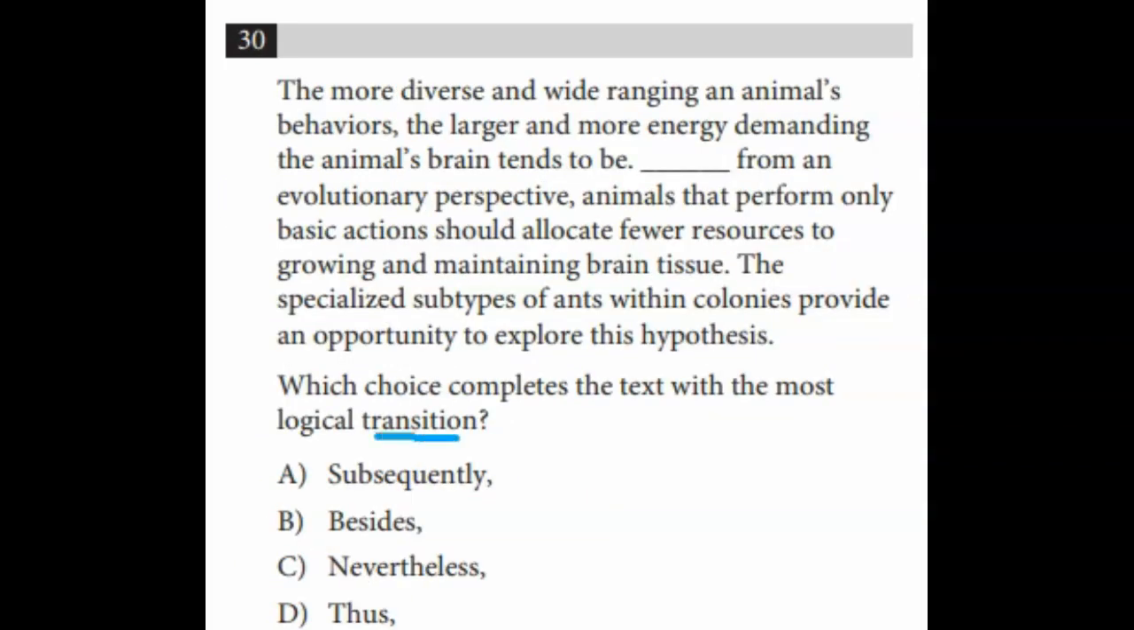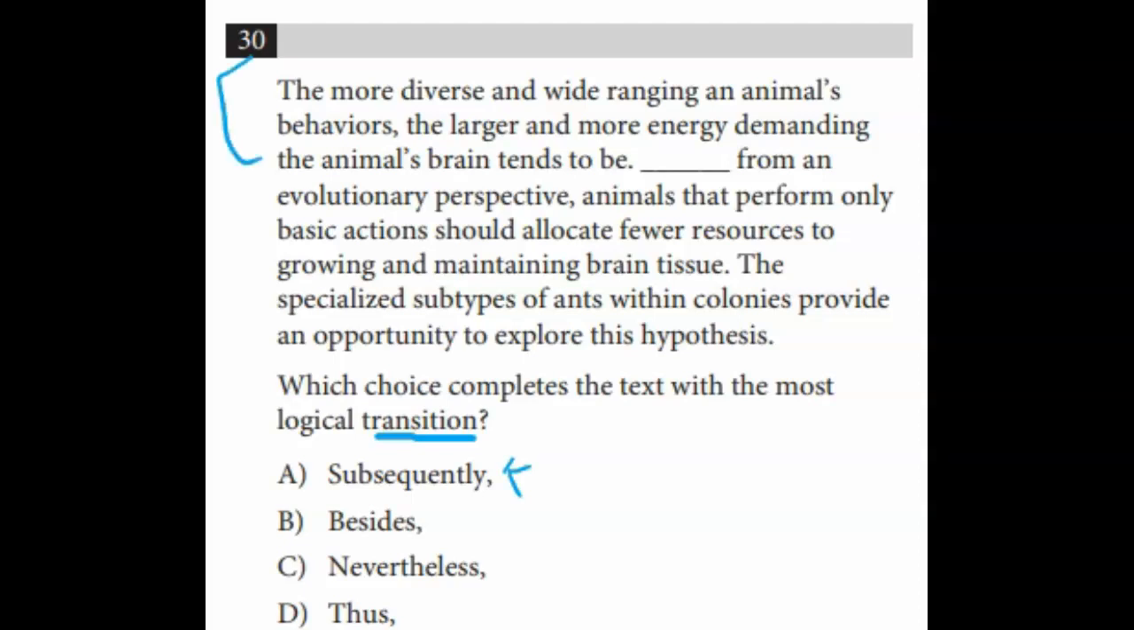All right, number 30. We need to find the logical transition here. So let's look. The more diverse and wide ranging an animal's behaviors, the larger and more energy demanding the animal's brain tends to be. Blank, from an evolutionary perspective, animals that perform only basic actions should allocate fewer resources to growing and maintaining brain tissue. The specialized subtypes of ants within colonies provide an opportunity to explore this hypothesis. So, what do we got? So, we got subsequently.